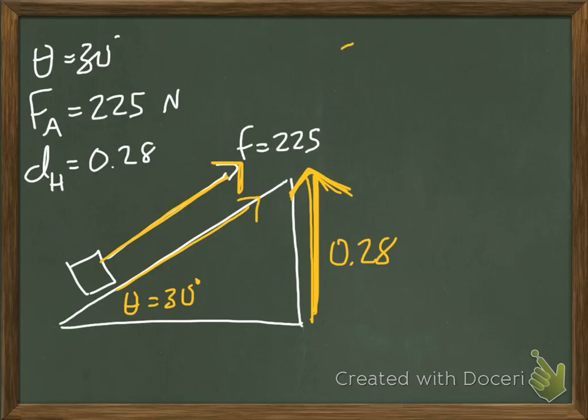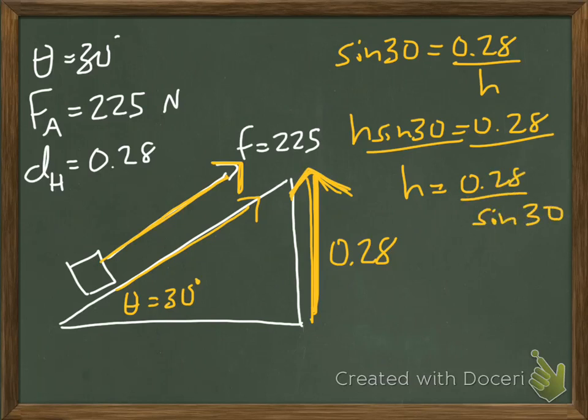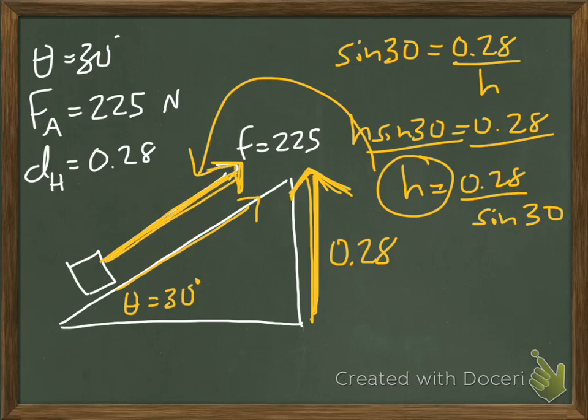So I can just say, well, I know sine of 30 is going to be opposite over hypotenuse. Let's call it h. I can cross multiply. h sine 30 equals 0.28. If I divide both sides by sine of 30, h is equal to 0.28 divided by sine 30. And you plug that into your calculator and you find the hypotenuse, which is right over here. So then you have a distance in the slanted direction. That's your hypotenuse that you just found. And you have a force in the slanted direction, which is given.